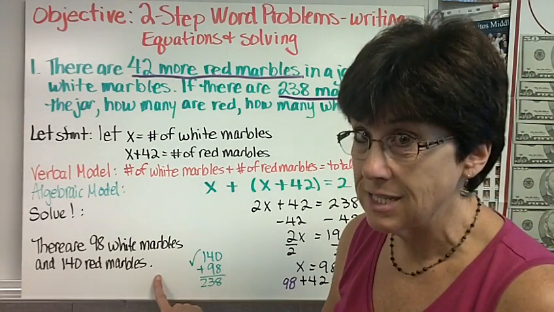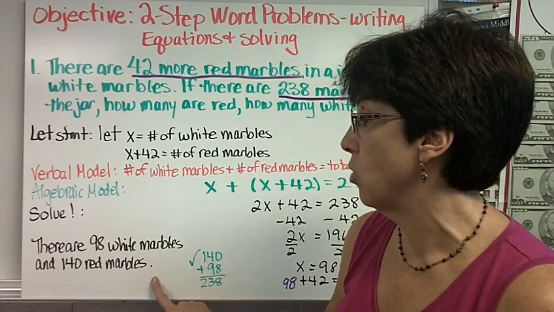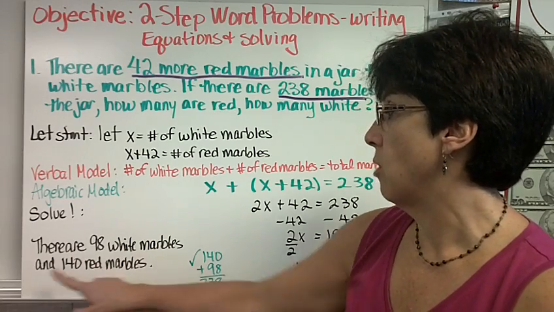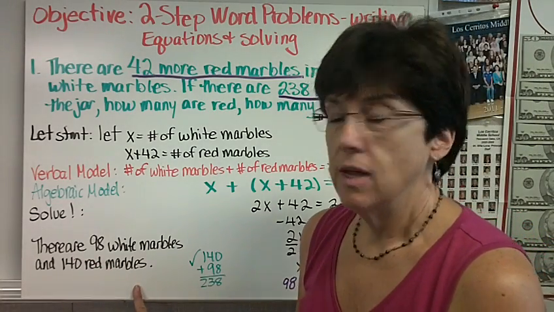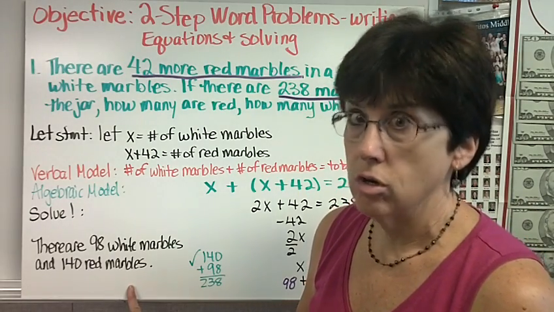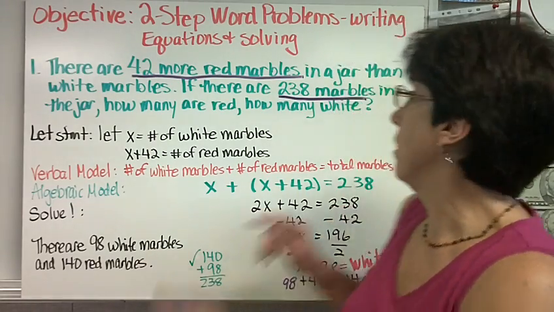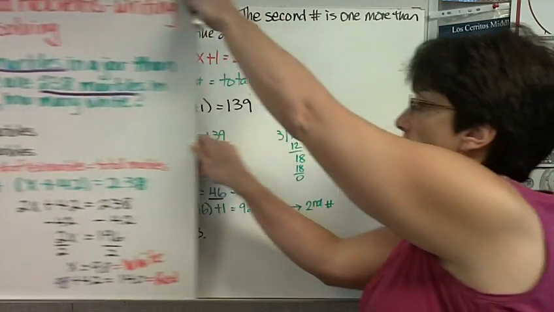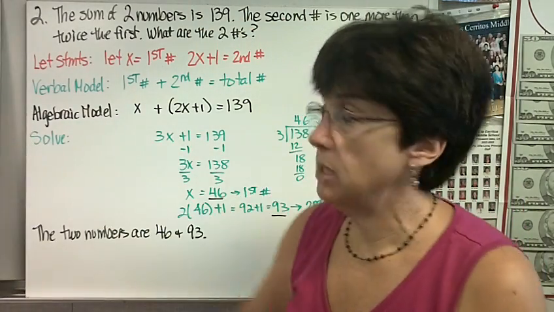And here's my sentence, because we always have to write a word sentence for our word problem. There are 98 white marbles and 140 red marbles. Now, that's pretty much the minimum you can write. You could say in the jar, you can always write more, okay? All right, let's do another problem. We are doing 3 problems today.